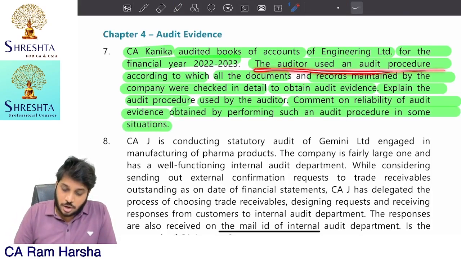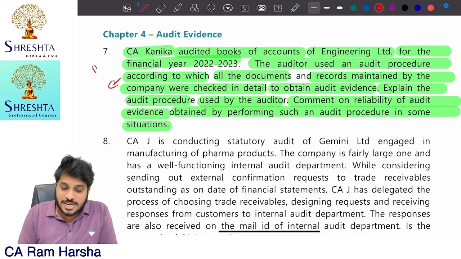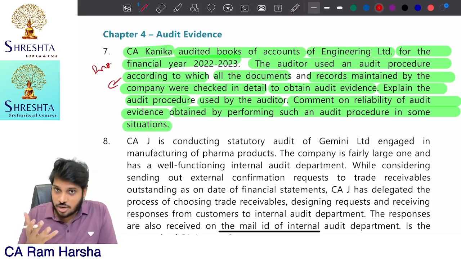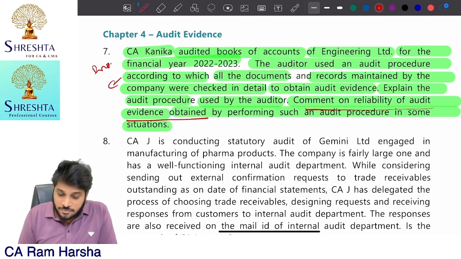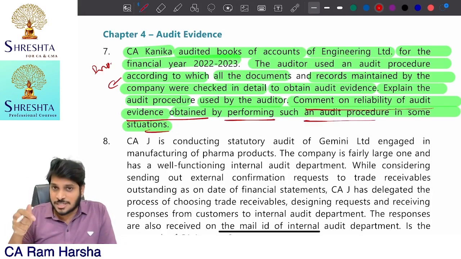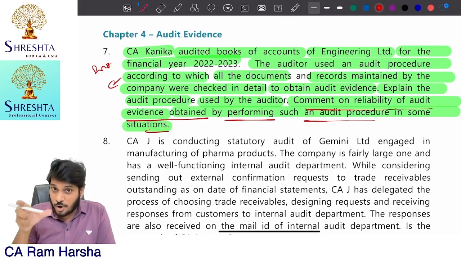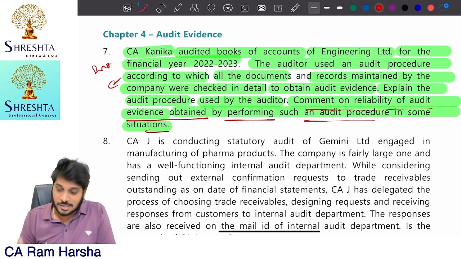The auditor used an audit procedure according to which all the documents and records maintained by the company were checked in detail to get evidence. Explain the audit procedure used by the auditor. This is called inspection. He checked documents and records. That's called inspection. Comment on reliability of evidence obtained by performing such an inspection. Write the entire matter below inspection. In the audit evidence chapter, we have clearly discussed the various audit procedures: inspection, inquiry and so on. Below some points, but the exact inspection points have to be written. Next.